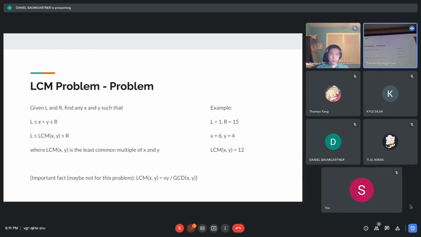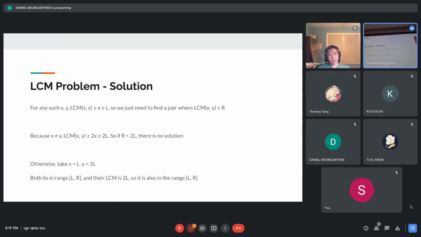Yeah, so that is the intended solution. The key observation is that if you were to make a number and then take another distinct number and consider its LCM, since they're different numbers, the LCM will have to be greater than the smaller number, naturally. So, because of that, we're trying to think about how we can force it to be the smallest, the optimal, the tiniest LCM possible.